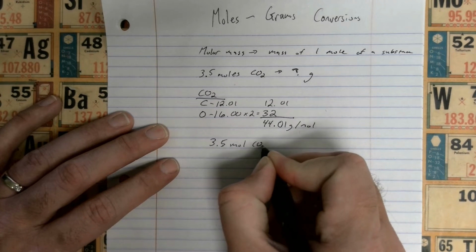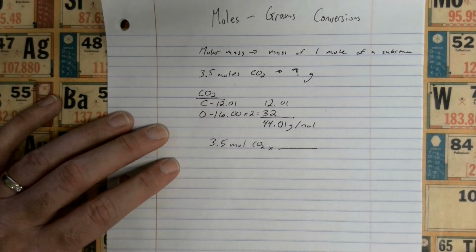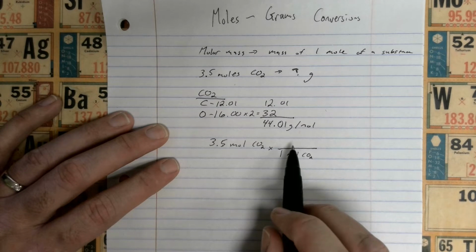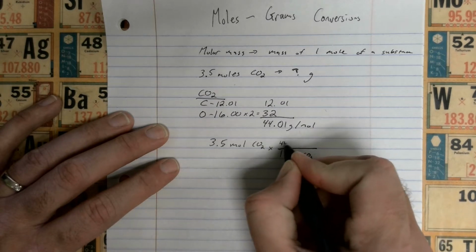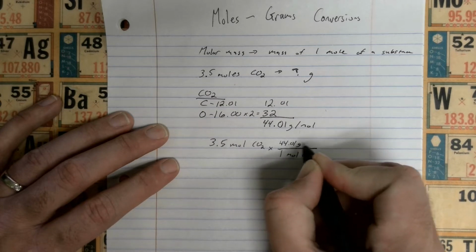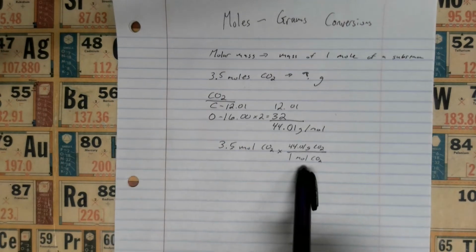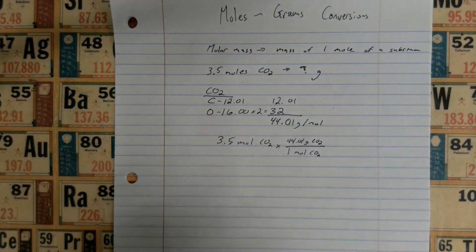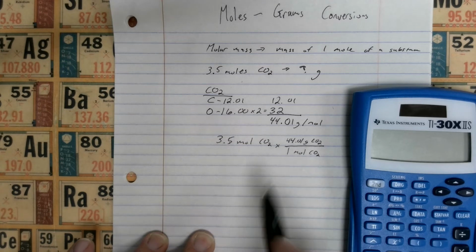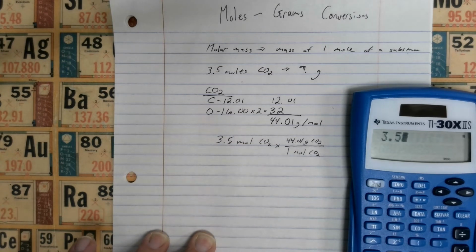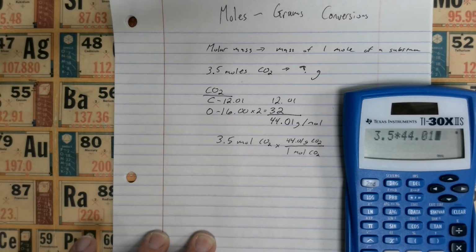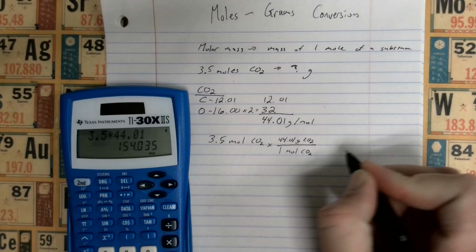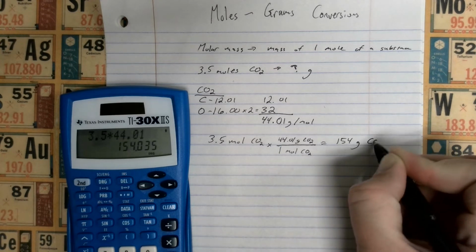Okay. So now I'm going to set up a dimensional analysis problem where I start with my moles, start with my given. And just like with particles, I'm going to use the mole, but instead of using Avogadro's number here, I'm going to use this molar mass, grams of CO2, because I know that in 1 mole of CO2 there are 44.01 grams of CO2. Okay, and then now I'm going to multiply the top and then divide by the bottom. So I'm going to do 3.5 times 44.01, and I get 154. So that would be 154 grams of CO2.